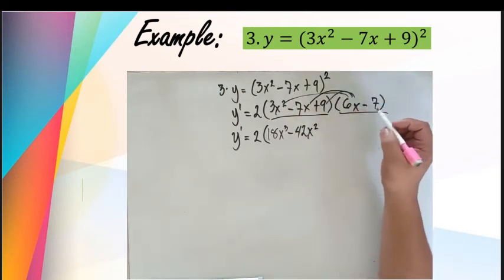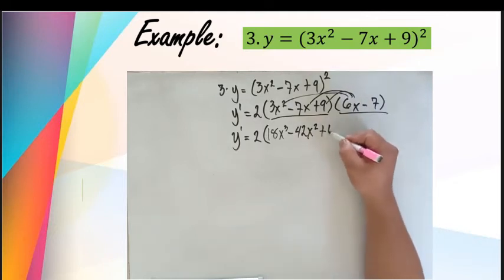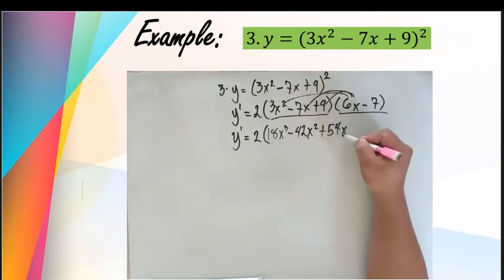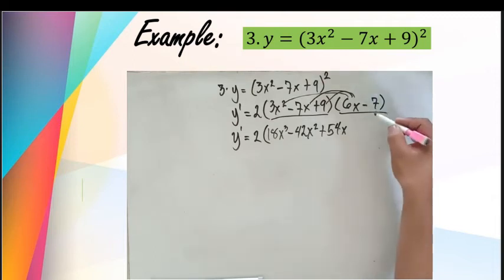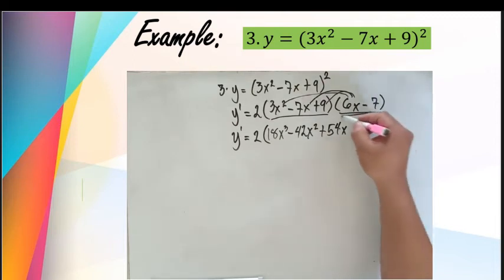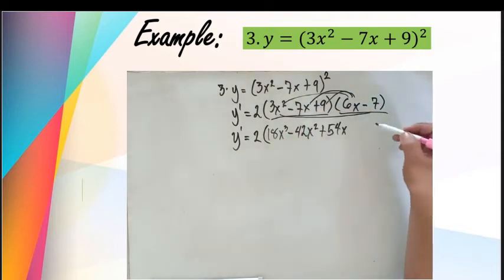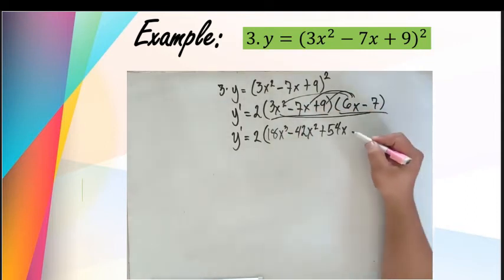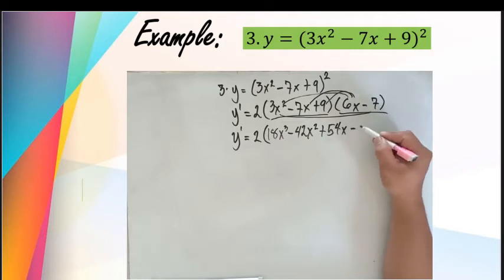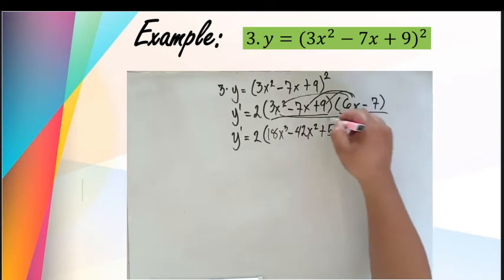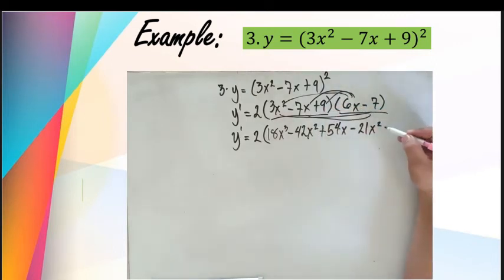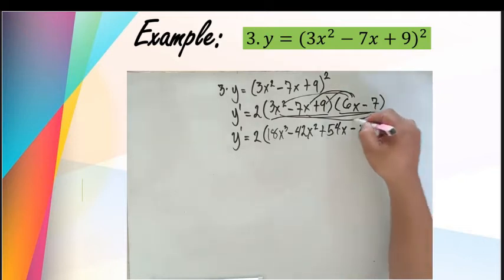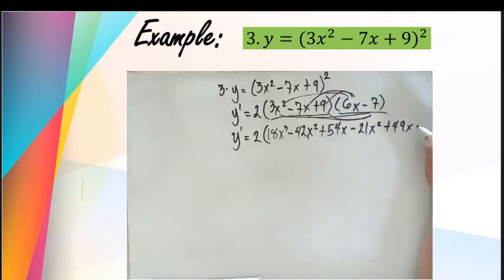Positive 6x times 9, that's 54x. Then let's have this second term, negative 7 times 3x squared is negative 21x squared. Negative 7 times negative 7x is positive 49x. Negative 7 times positive 9 is negative 63.